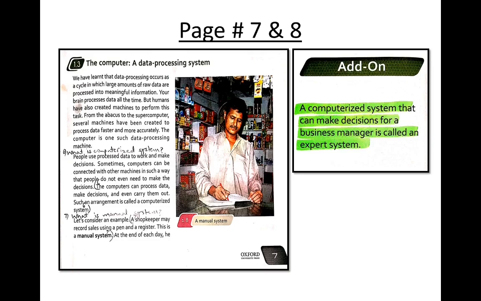Students, highlight the add-on on page number 8 which tells us what an expert system is. A computerized system that can make decisions for a business manager is called an expert system. It means that if a manager of a company has a computerized system and that system can make prompt and efficient decisions for him, that system is called an expert system.